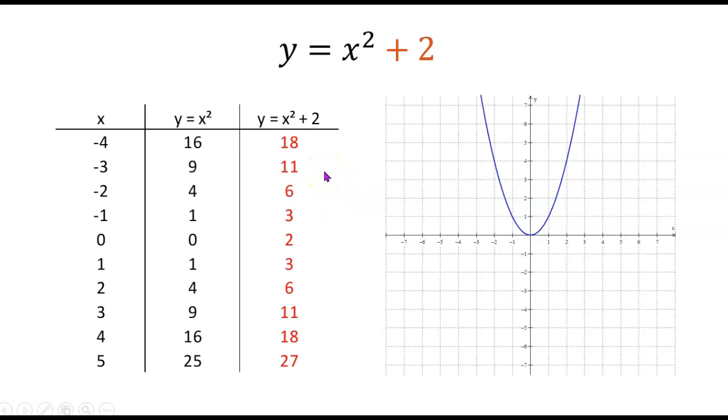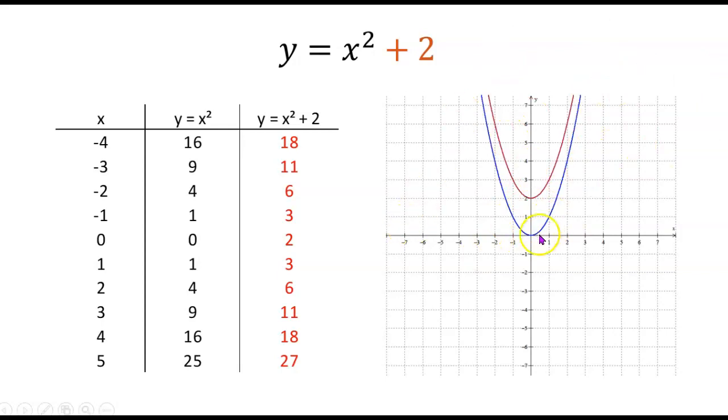So what that does to the y coordinates is it makes them all 2 bigger than they used to be. The point where y used to be 4, y is now 6. If y used to be 1, y is now 3. If y used to be 0, y is now 2. So in terms of the graph, that means that every point on the graph has 2 added to its y coordinate, and that shifts the whole thing up 2 spaces.